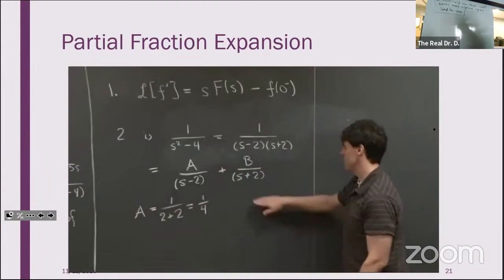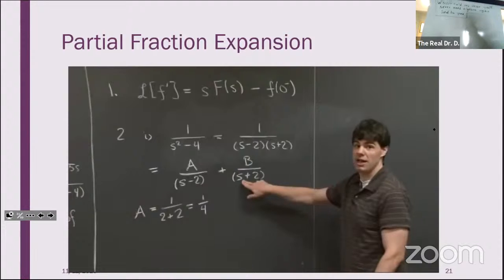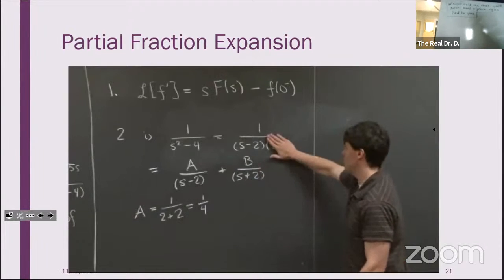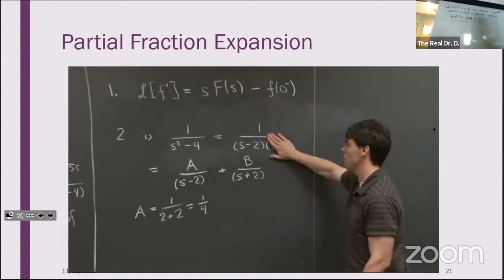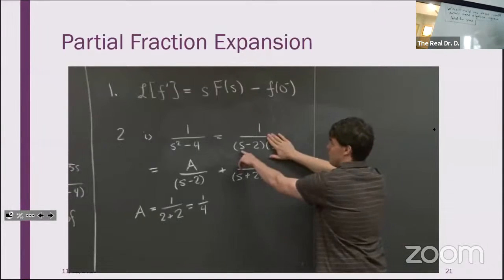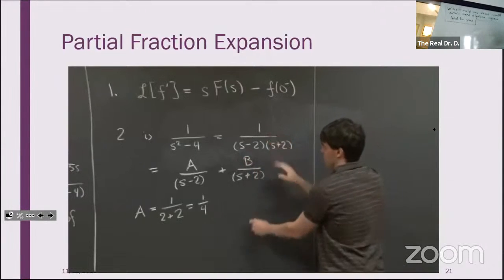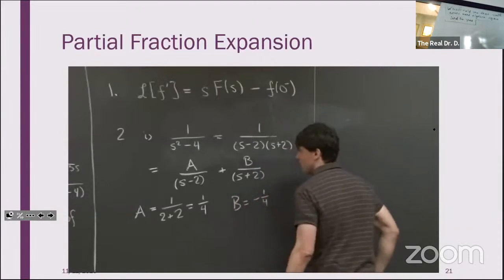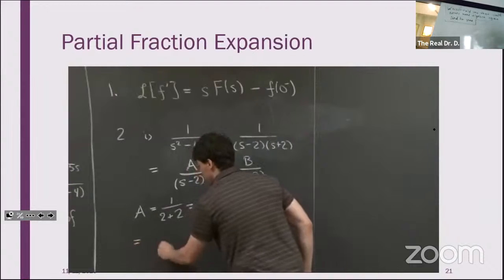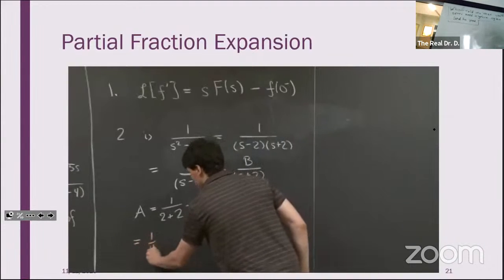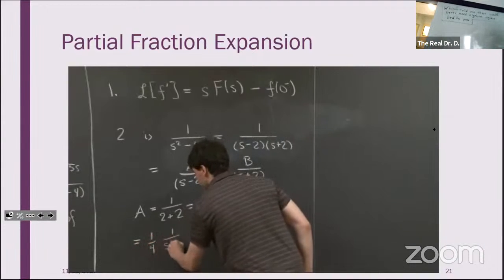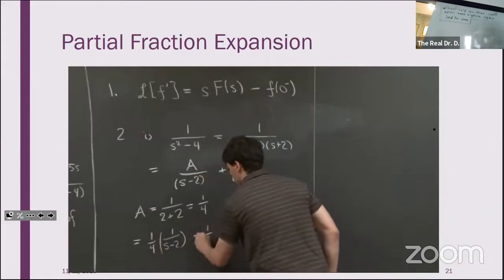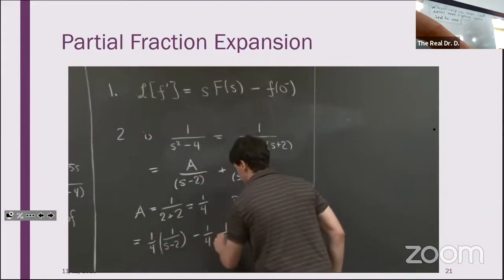For b, we look at plugging in s equals negative 2, so we cover up the factor that diverges in the original function. Plugging in s equals negative 2 gives me negative 2 minus 2, so b is just negative 1/4. So this function is 1/4 times 1 over s minus 2, minus 1/4 times 1 over s plus 2.